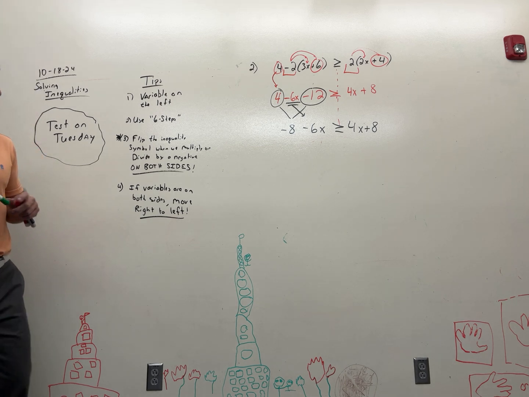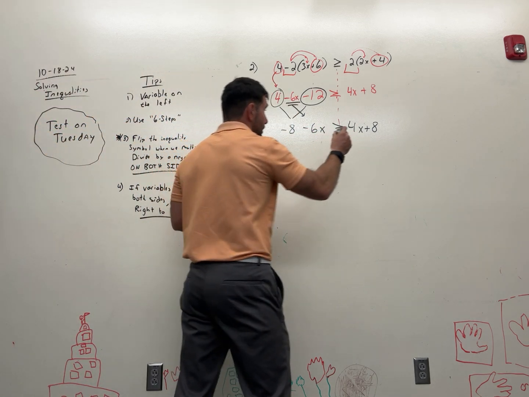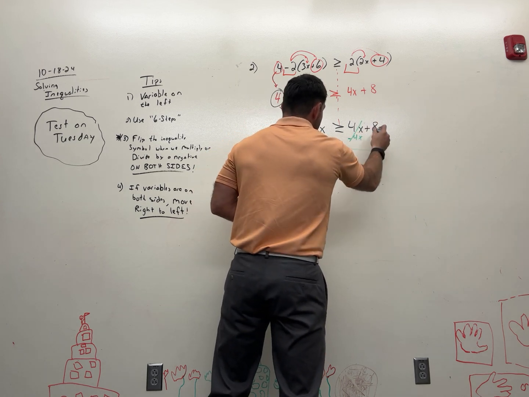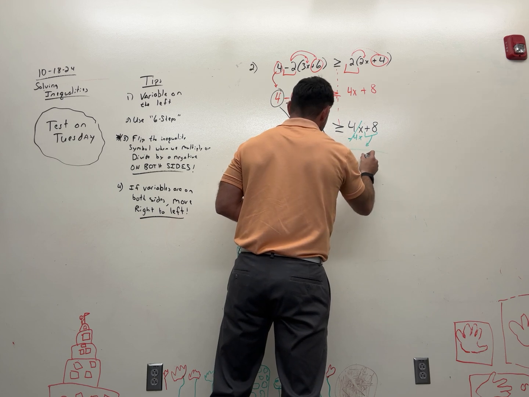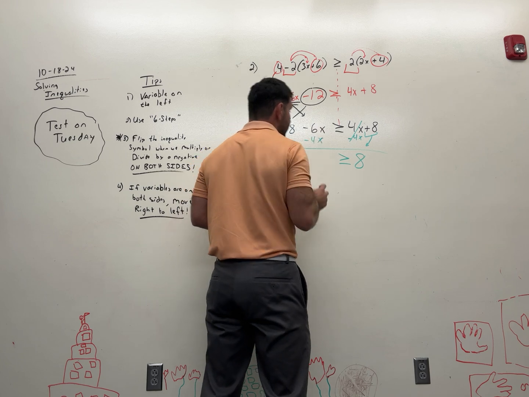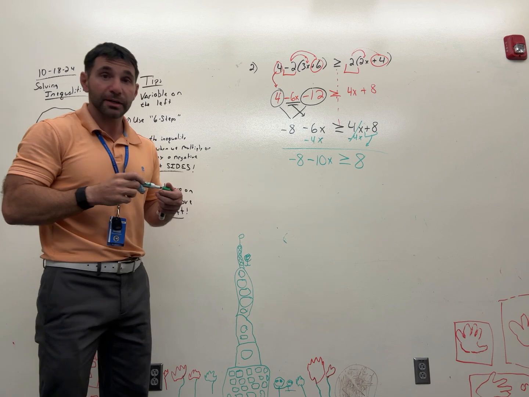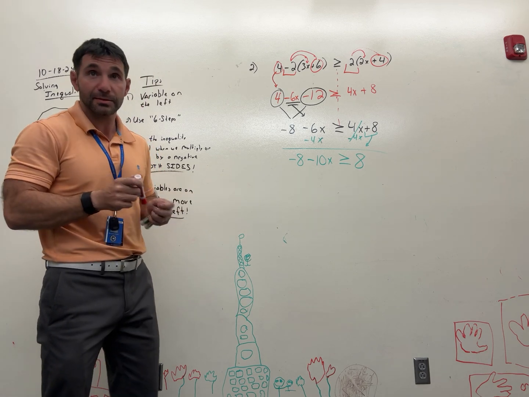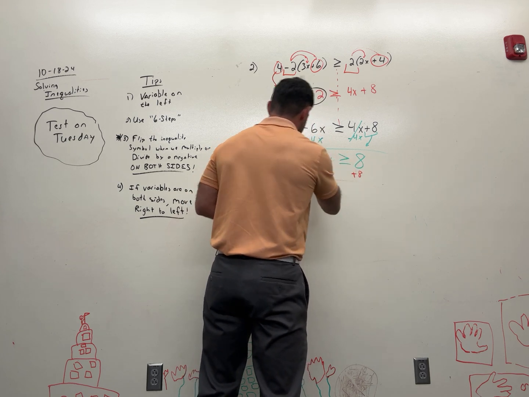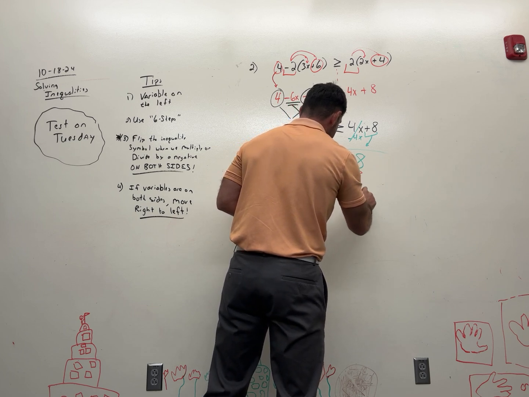So, if variables are on both sides, move the right one to the left one. We're subtracting 4x from both sides. -6 minus 4 is -10x. You gotta be careful. Now we're going to combine like terms on both sides. We're going to add 8 to both sides. That leaves me -10x is greater than or equal to 16.